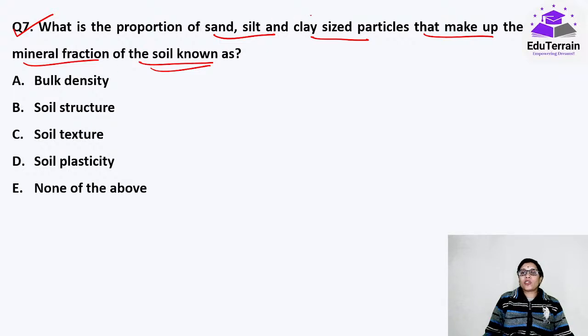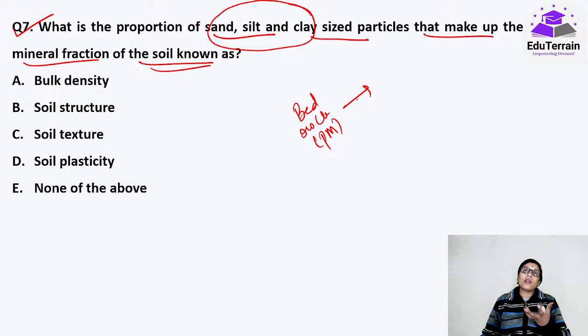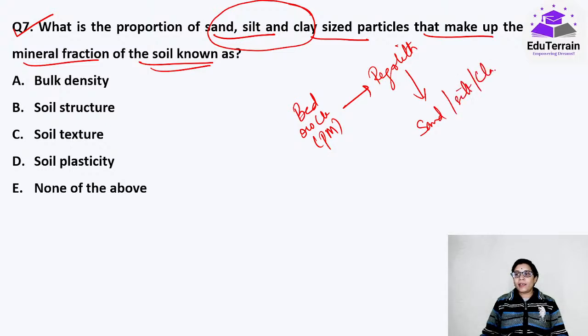What is the proportion of sand, silt, clay? Now, how are these formed? Bedrock we have seen. Rock is also called parent material. In simpler terms I'll explain. This will break down into smaller rocks, which is called regolith. Now, this regolith further breaks down and forms sand, silt and clay.